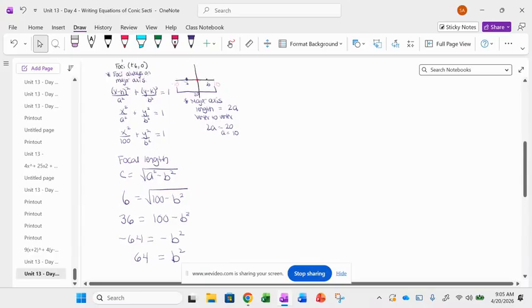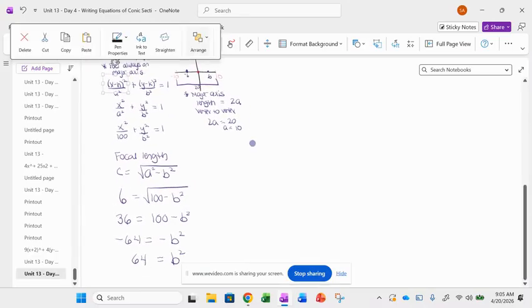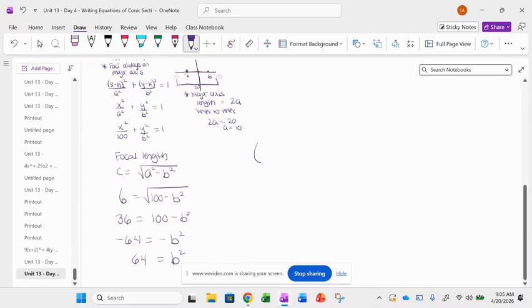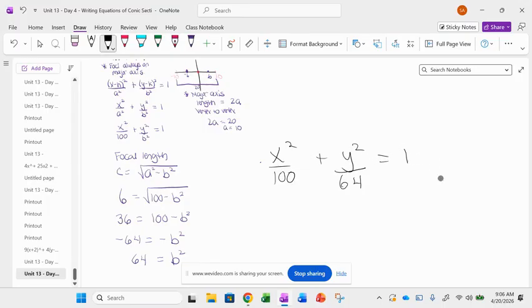Now we have everything we need to write the equation of this ellipse. So we have x squared over 100 plus y squared over 64 equals 1.